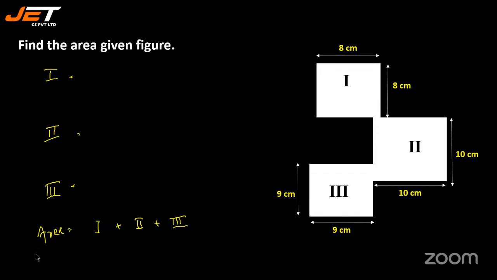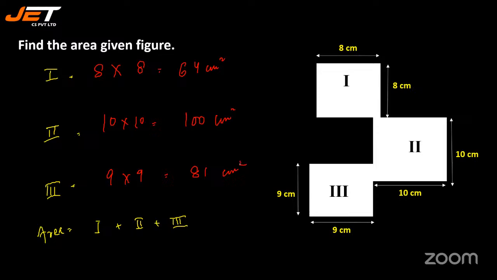Now, first, it's 8 centimeters times 8 centimeters, which is equal to 64 centimeters square. The area of the second square is 10 centimeters times 10 centimeters, which is equal to 100 centimeters square. Then we have 9 centimeters times 9 centimeters, which is equal to 81 centimeters square, the area of the third one.